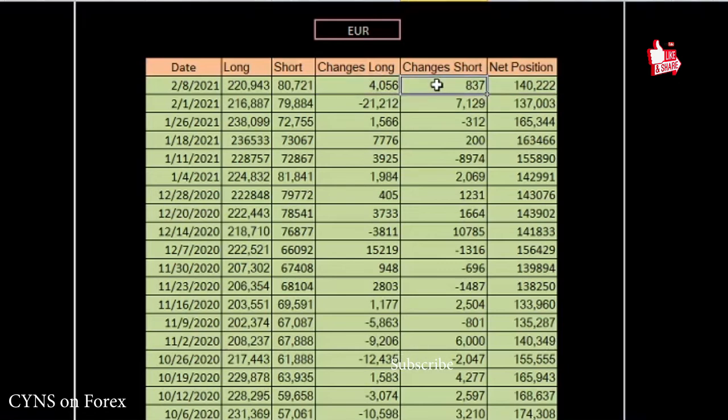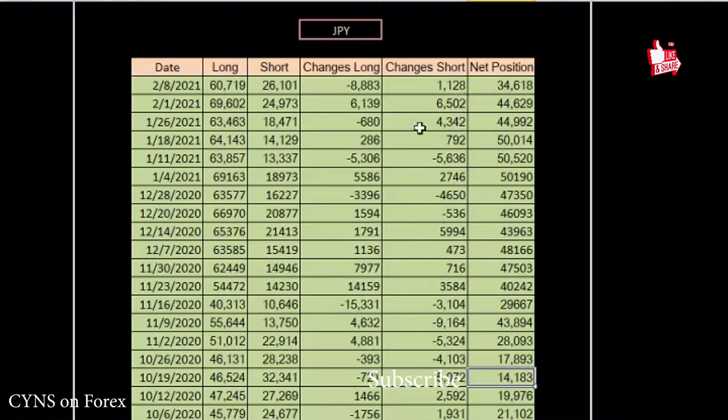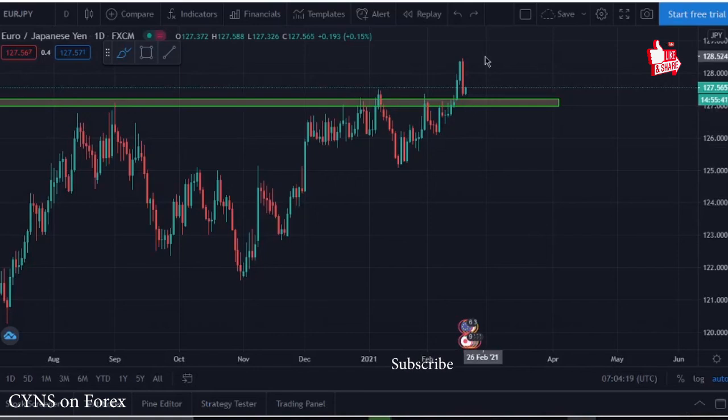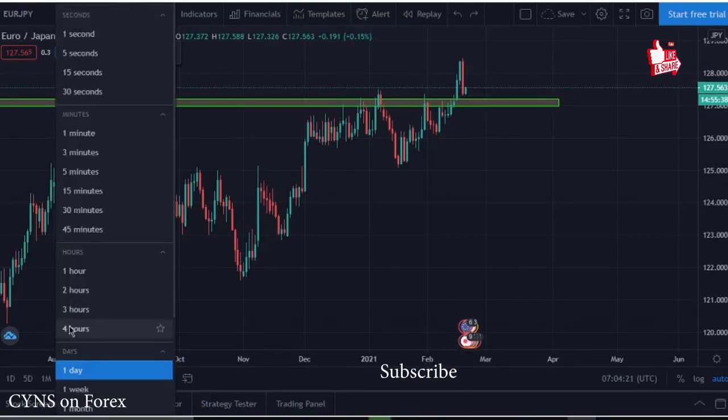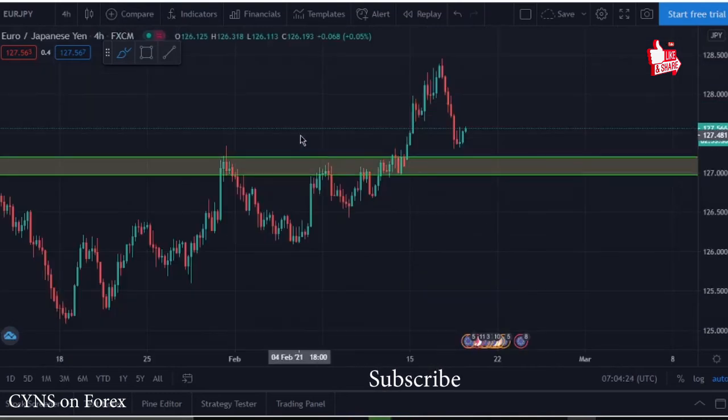Next we consider the JPY. Currently we have 60k longs with 26k shorts, but net position decreased in the JPY market. Net position decreased from 50k to 34.6k, with 8.8k longs closed and 1.1k shorts added. If we take the overall Euro JPY market, we can expect the market to have a bullish opportunity. The monthly, weekly and daily time frames combined with the core data are the best for measuring the direction of this market.